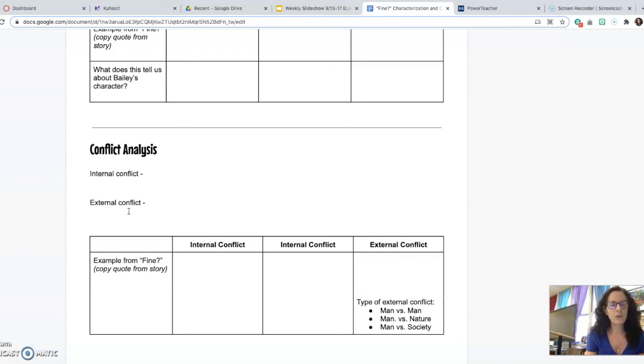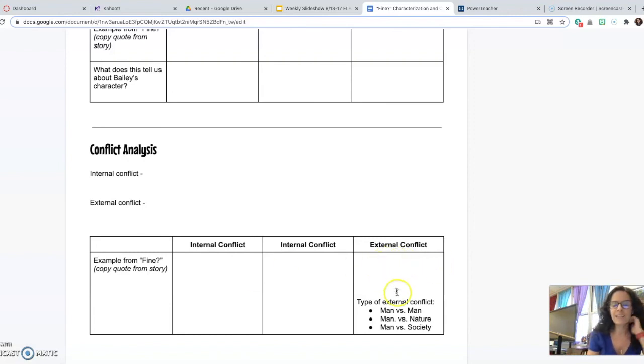So as you analyze the conflicts in the story Fine, you have the chance to write down 3. Write down an example of an internal conflict that Bailey is dealing with. Actually 2 right here, and you would literally just copy a quote from a story, copy a line or 2 from the story that shows what is she struggling with.